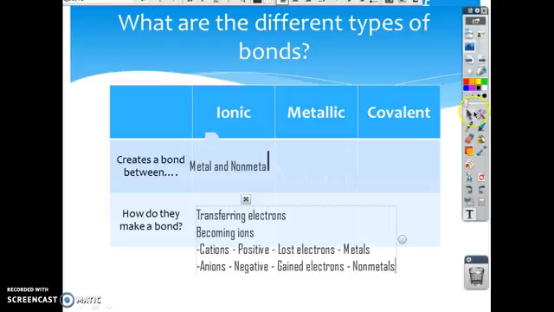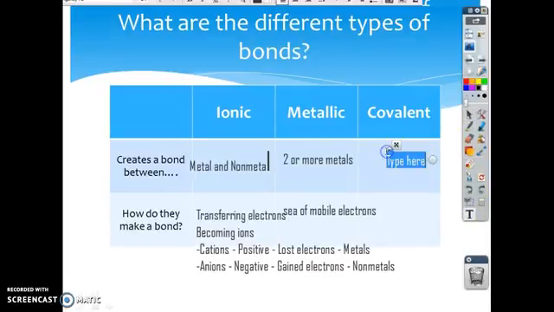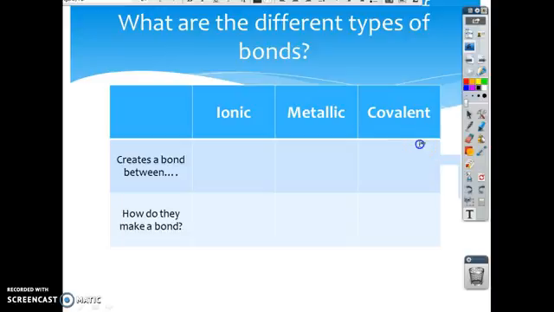Okay, so now let's think about metallic bonds. So metallic bonds are between two or more metals. And the way that these guys make a bond is by actually having a sea of mobile electrons. And we'll talk a little bit more about that here. So what about covalent? Covalent, if you recall, is between two or more nonmetals. And these guys form bonds by actually sharing electrons. And when they share them, that means that, let's say we have two oxygens, they decide that they're going to keep the electrons between both of them so that they're both happy. And we'll talk a little bit more about that in a minute too. So there's a brief overview of our bond types. Let's go more in depth here.